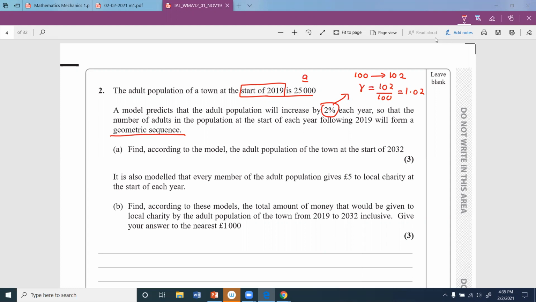Find, according to the model, the population of the town at the start of 2032. In this case, you have to understand that according to this model, the adult population counted is at the start of 2032. Then let's see what this term is.